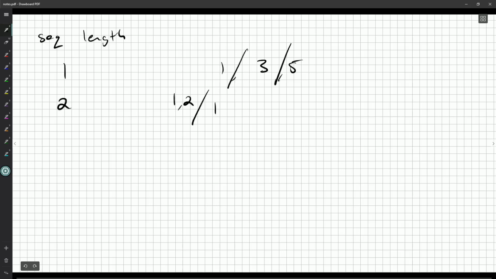So we could start with 1 and then follow it with 2, or 1 and follow it with 4. Or I could start with 3 and follow it with 4, but I can't start anything with 5 because there isn't a further even number to be my second term.